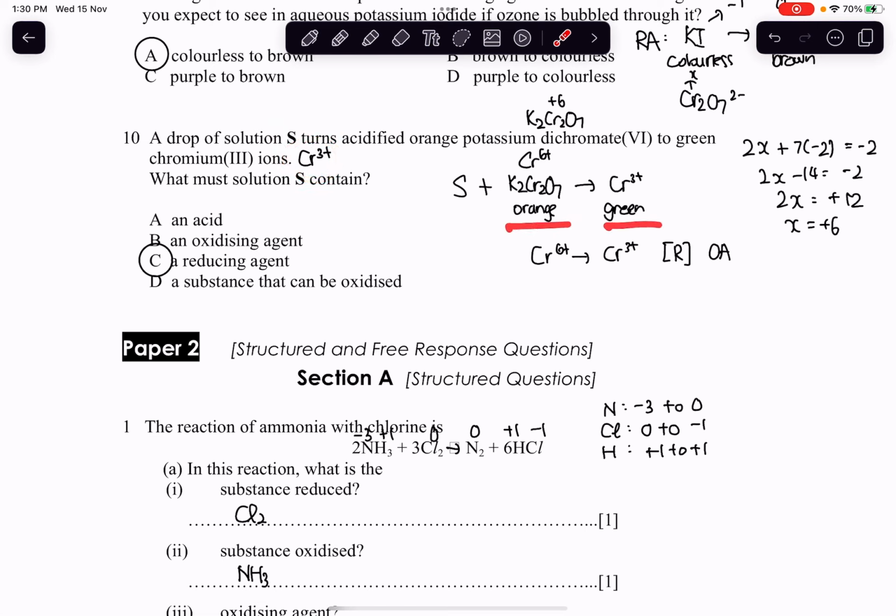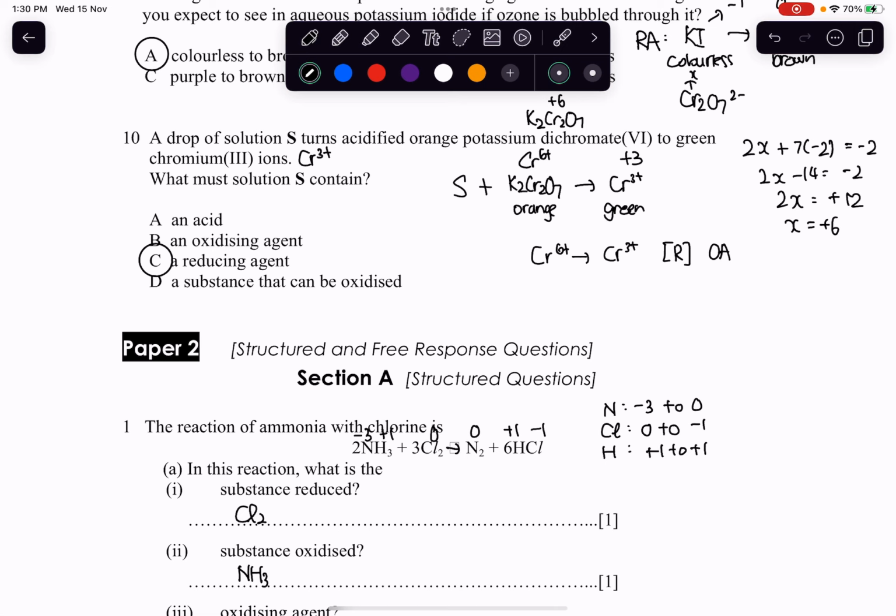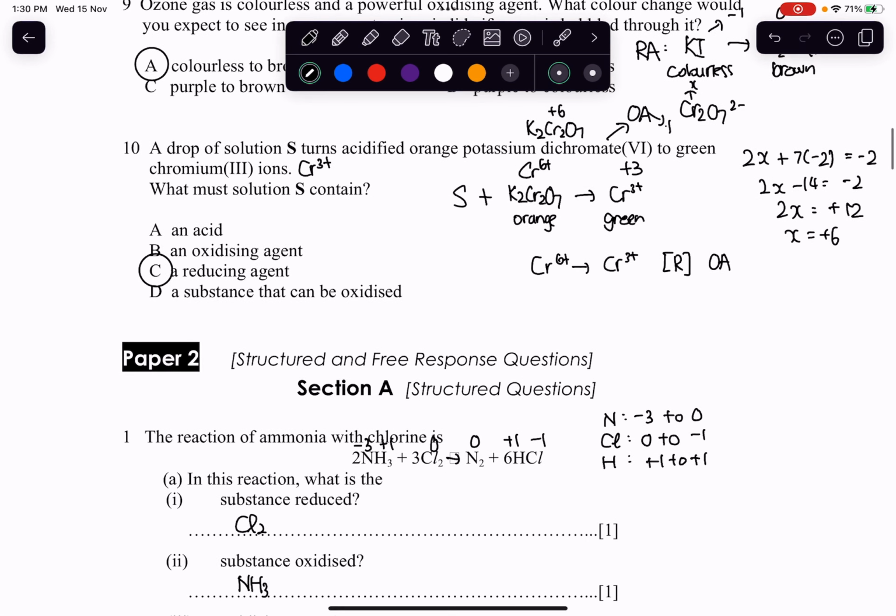And the color change is orange to green. Remember that since the change in OS is a decrease from +6 in K2Cr2O7 to +3 in Cr3+, chromium is actually being reduced, which means it is an oxidizing agent. So you need to remember that acidified potassium dichromate(VI) is an oxidizing agent, which means it's used to test for RA. Since there's a positive test, a change from orange to green color, the answer must be reducing agent.